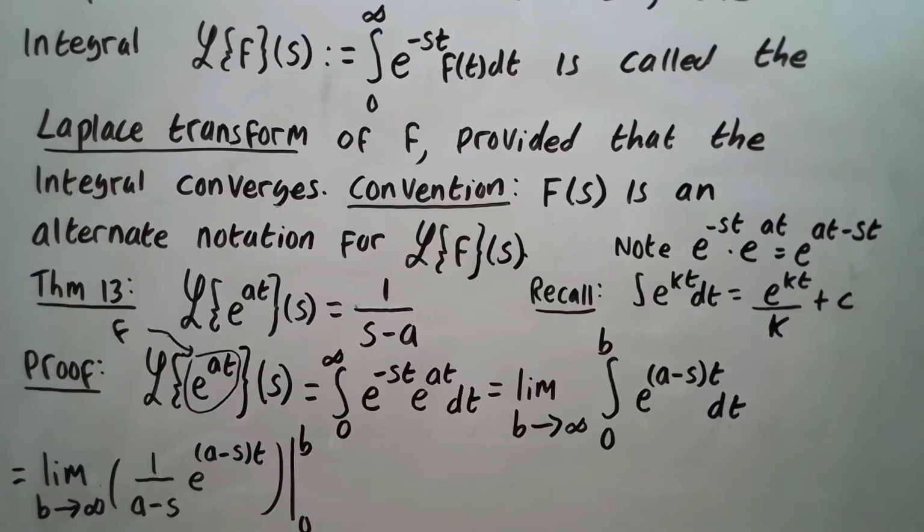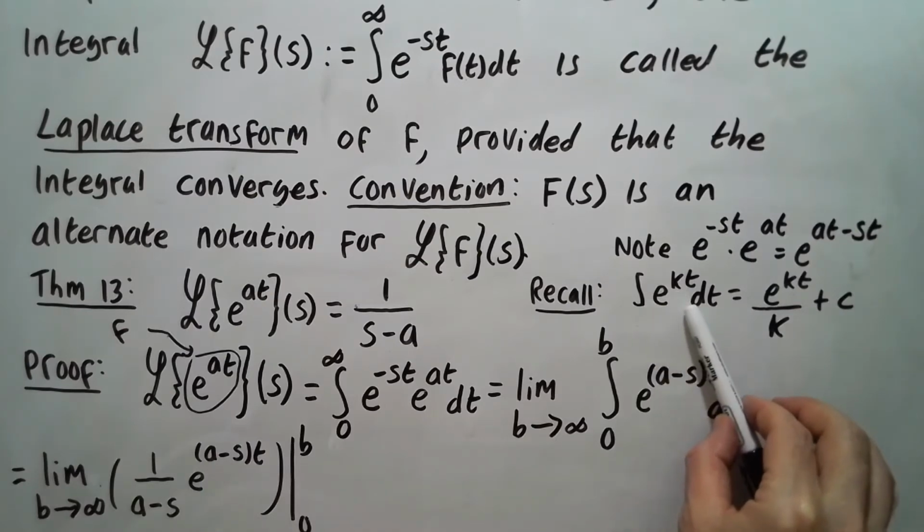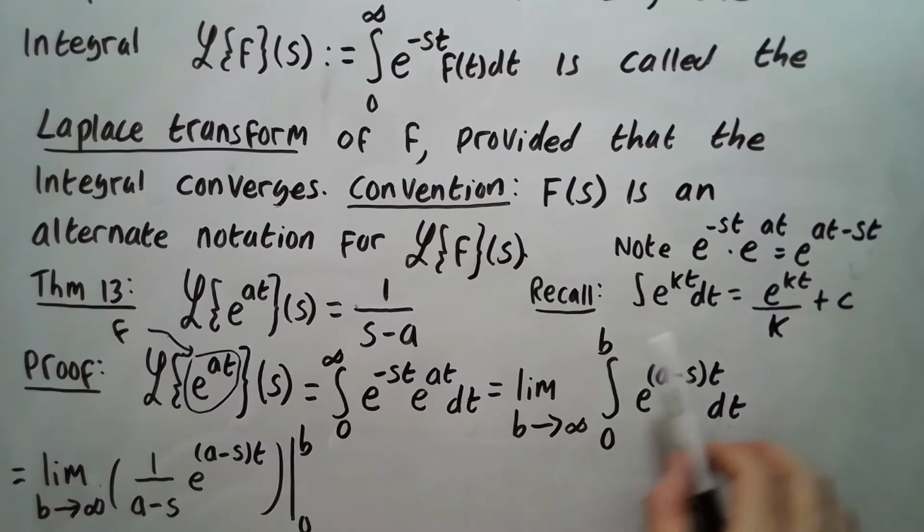Okay, so when I integrate e to the a minus s t, it's going to be 1 over a minus s times e to the a minus s t. And the reason is, recall up here, if you integrate e to the kt, it's just going to be e to the kt over k, where k here is a constant, say, plus some c. Okay, so here my k would be the a minus s.